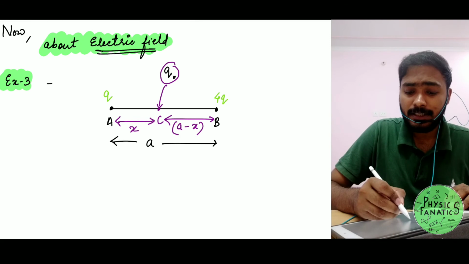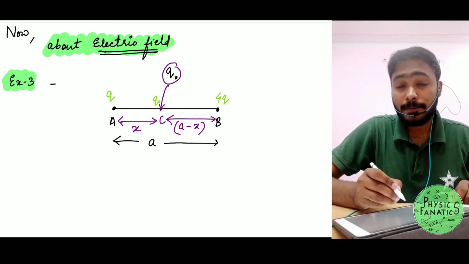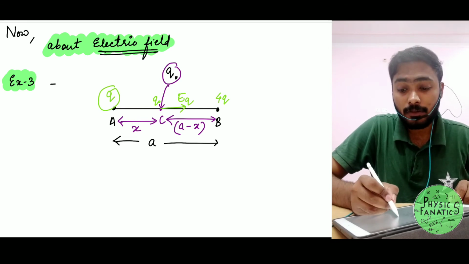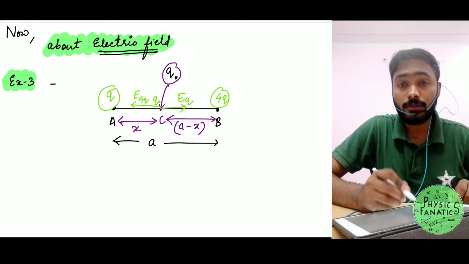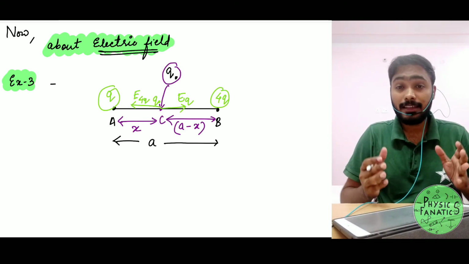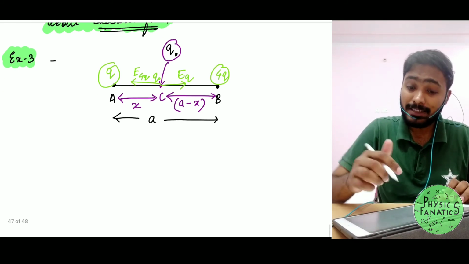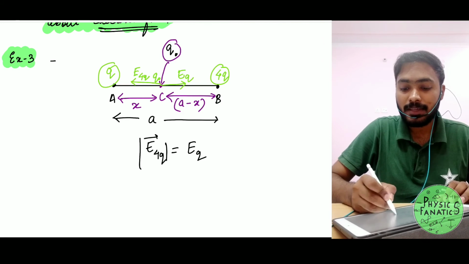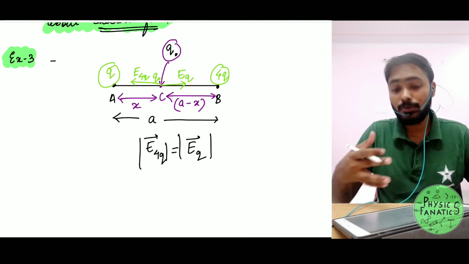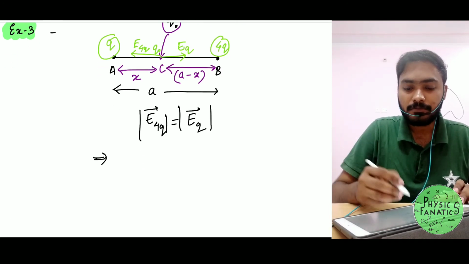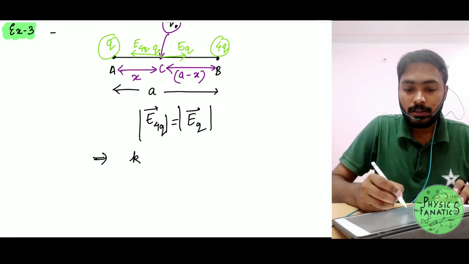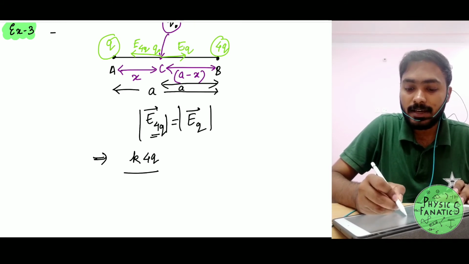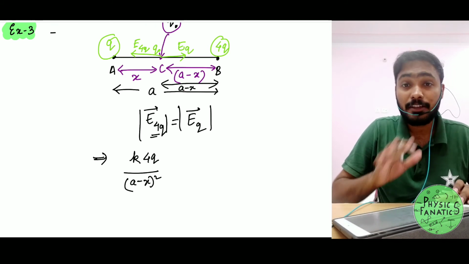And very clearly I can see that the moment I brought this q naught charge, it is going to experience the electric field of q in that direction. Let me call it electric field of q, and it's going to experience electric field of 4q in that direction. Let me call it E of 4q. Now according to our assumption, these two electric fields are equal and opposite, right? So mathematically I can write it, electric field of 4q is equal to electric field due to q, right? I hope that is understandable. If that is understandable, all you have to do is put the values over here. Electric field because of 4q at that point will be simply equal to k, see, we are talking about 4q over here, so that will be k 4q divided by the distance between them, which is a minus x, whole square. I hope that's understandable.